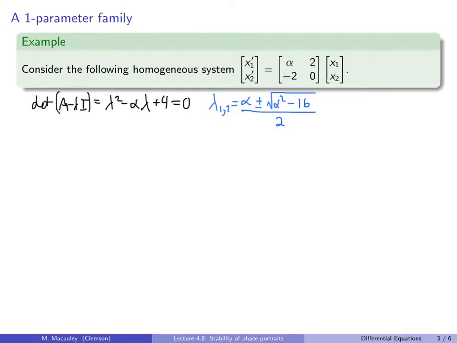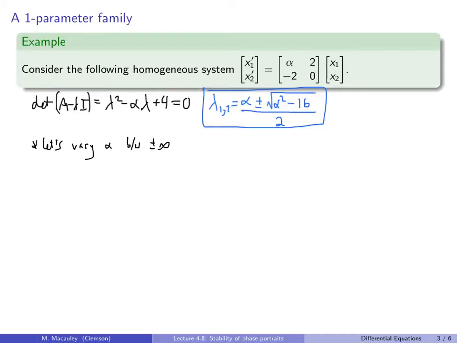So let me box that, because that's going to be important. So let me write down what I want to do. I want to say, let's vary alpha between plus or minus infinity and see what happens.